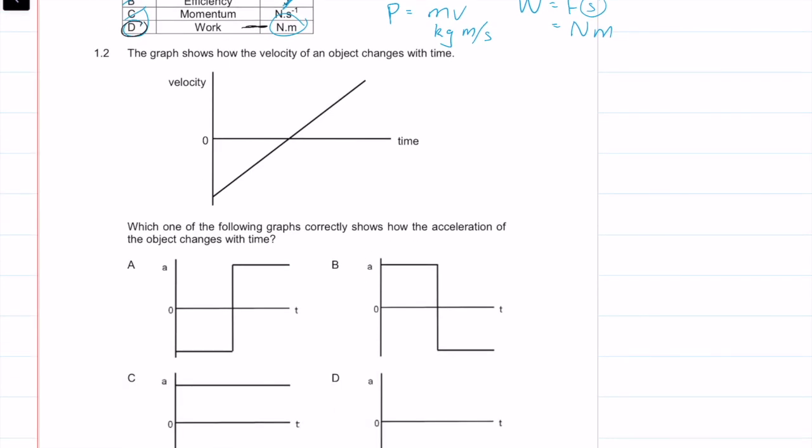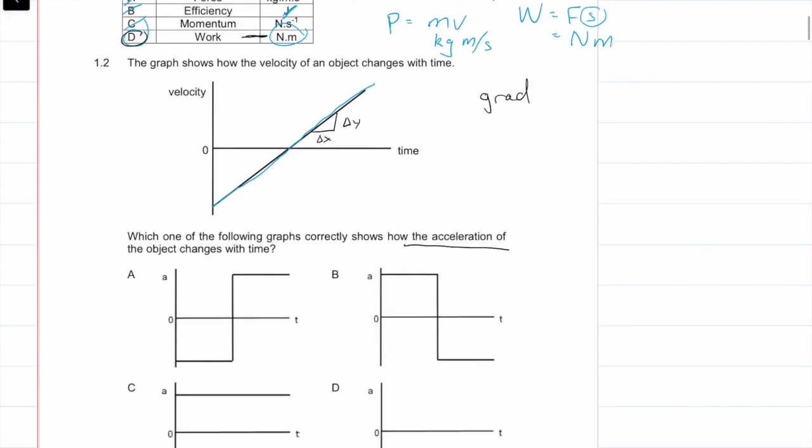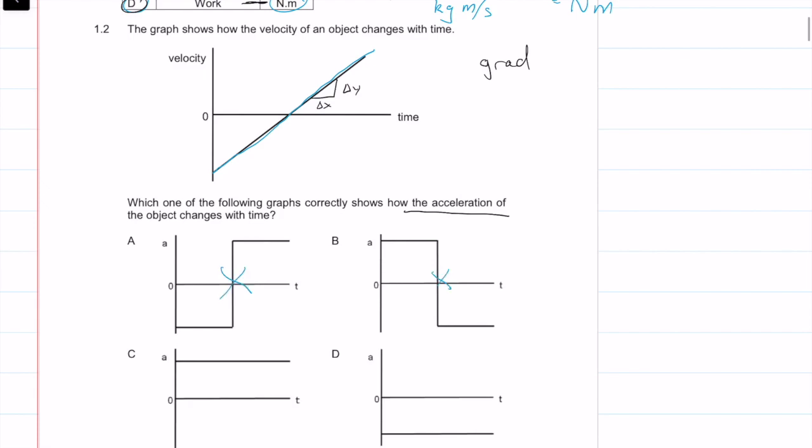Question 1.2: the graph shows how the velocity of an object changes with time. So we have a VT graph, and they've asked which of the following shows the correct acceleration time graph. Remember, acceleration from a VT graph is the gradient, which is change in y over change in x. Throughout this entire process, we can see that the gradient is constant. So options A and B are wrong immediately, because they say the gradient is changing, which is not the case.